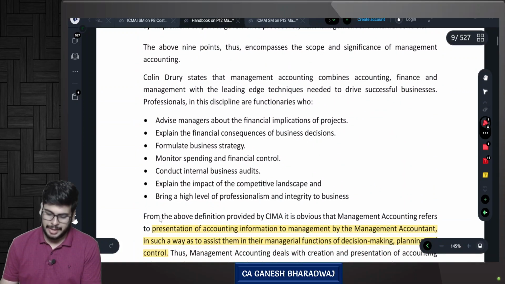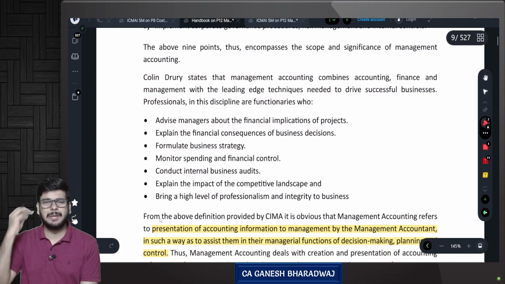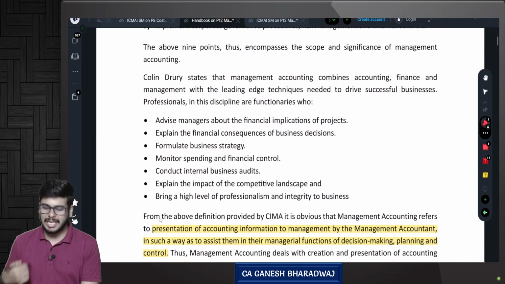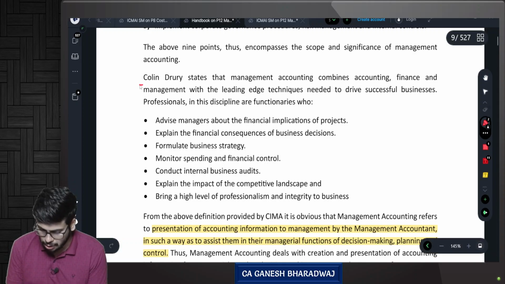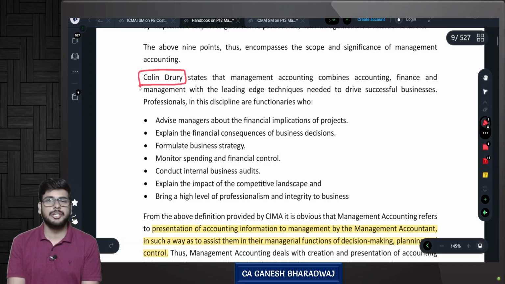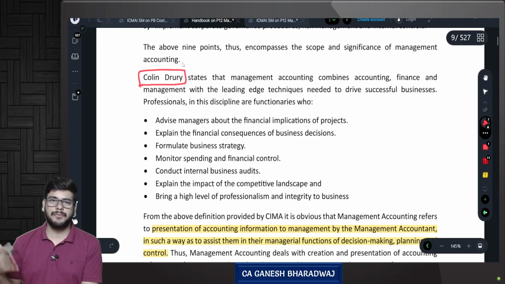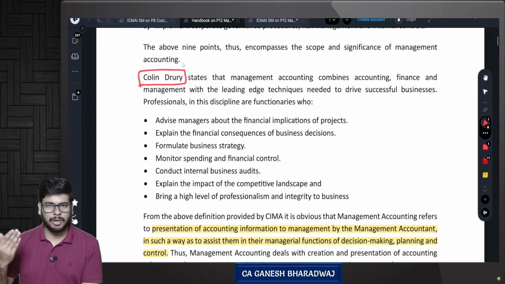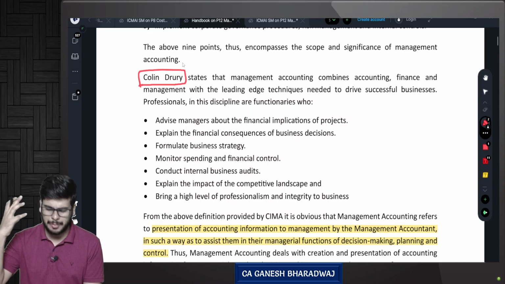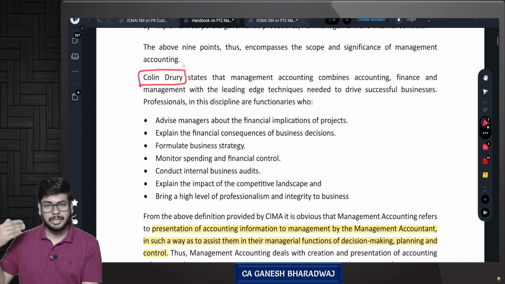Clear with this? Fine. Now there are multiple people who give their own definitions. One such person is Colin Drury. Colin Drury is a very famous professor and author in the field of cost and management accounting. Even I refer to his books for so many examples. He is a very elderly person now. He has come up with his own books on cost and management accounting.